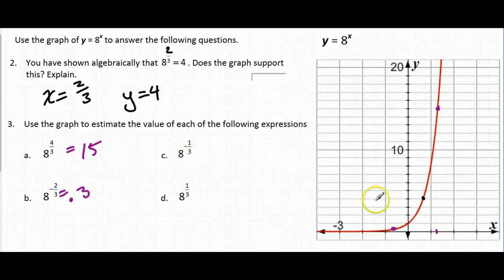8 to the negative 1/3. Well, it's going to be a little bit less, maybe about right here, over negative 1/3. That looks to be about, I don't know, 0.75. 8 to the 1/3. If your answers are a little different, that's okay, so long as they're somewhat close. It's going to go a third of the way to 1. Here's 1, so we go a third of the way, about right here. Go up on the graph. That hits about right here, which would be equal to 2, approximately. So your answers should have been in the ballpark of what I had here.